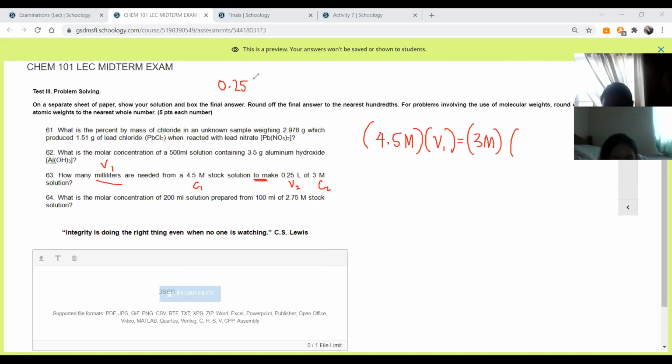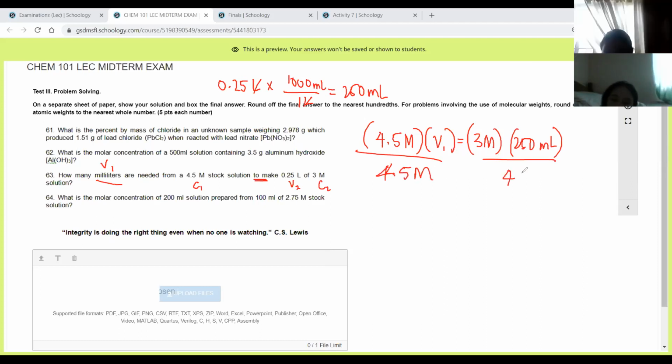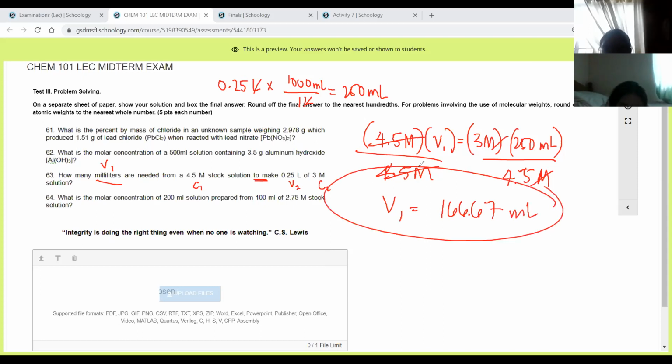And the V2 is 0.25 liters. We can actually convert this directly. Since we are looking for ml, in one liter we have 1,000 ml. So 0.25 times 1,000 is 250 ml. So we can directly use the 250 ml here. Let's divide both sides by this one, and then let's cancel the M. V1 is 250 times 3 divided by 4.5, which is 166.67 ml. This is the correct answer.